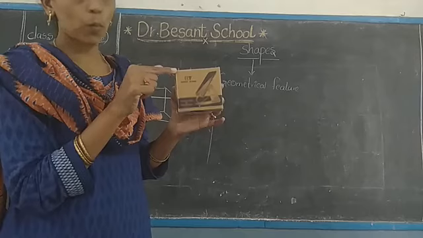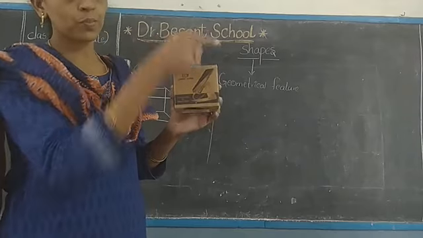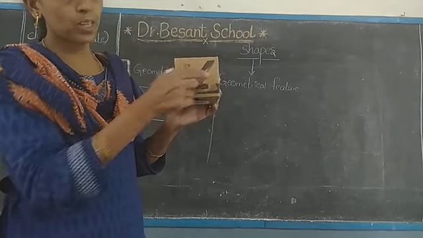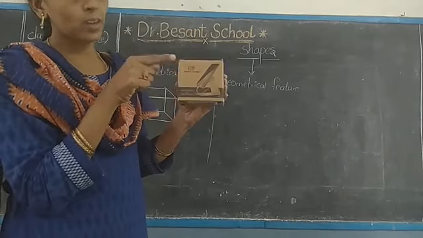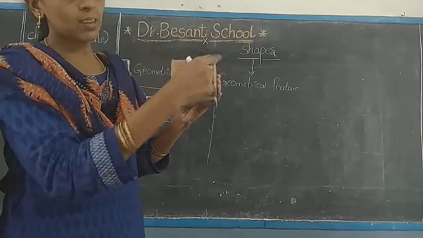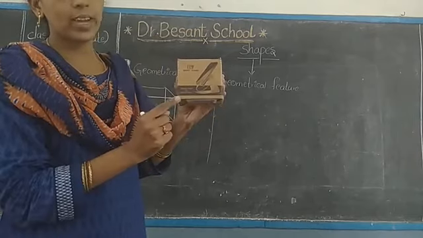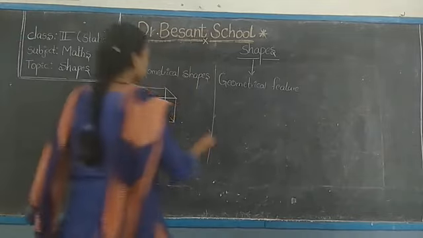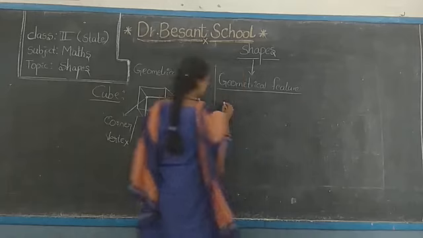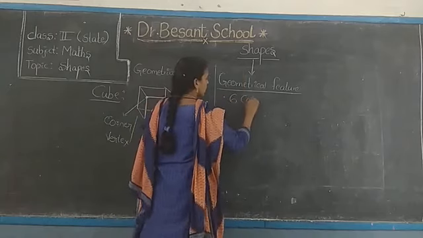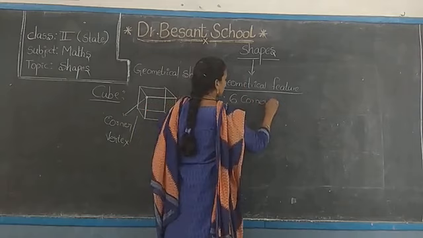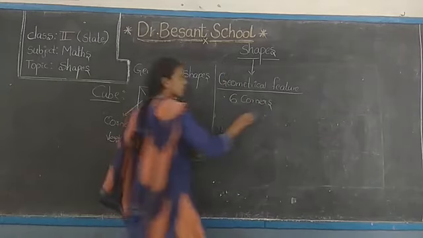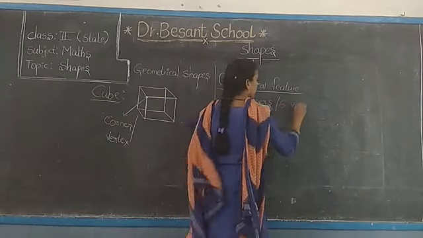Here is one, 2, 3, 4. Okay, 4 this side, turn the back. 5, 6, 7, 8. Total how many corners a cube has? A cube has 6 corners. How many corners? 6 corners or 6 vertices.